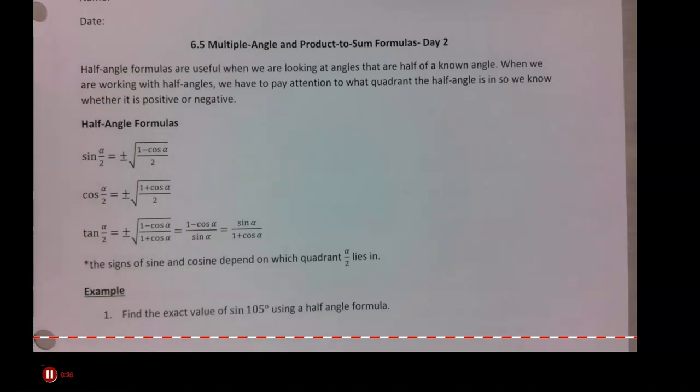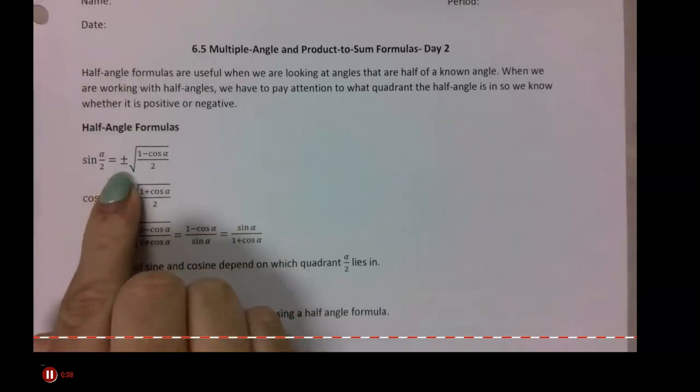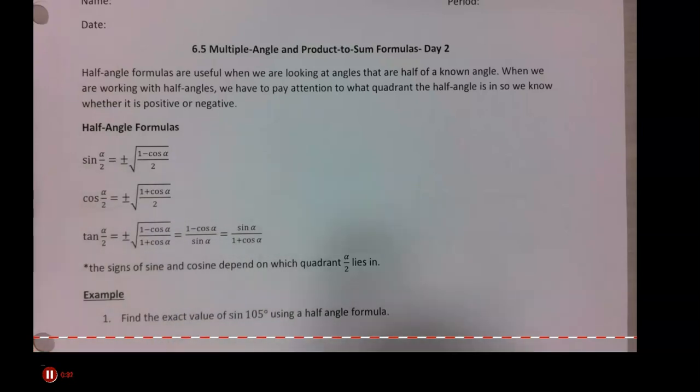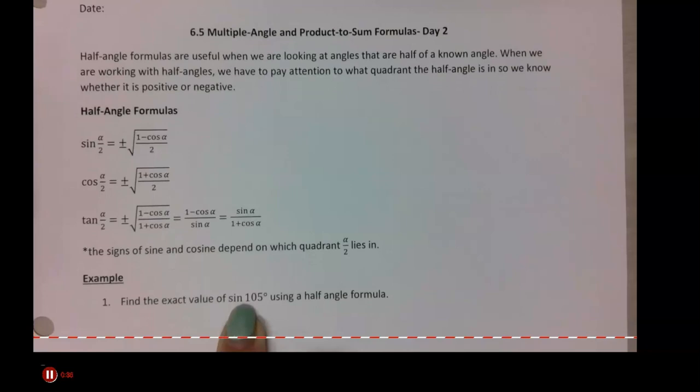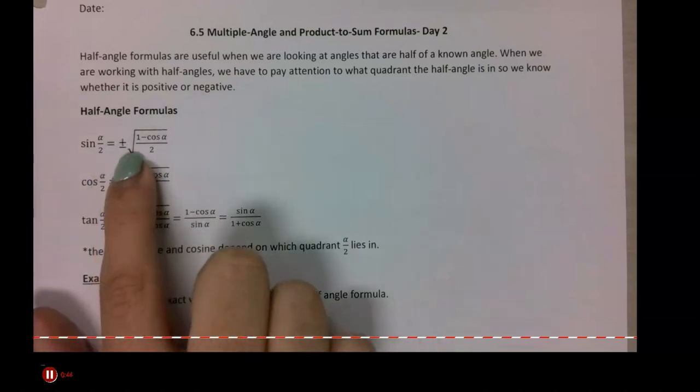For sine and cosine, the plus and minus depends on my half angle, so which quadrant it really lies in. So the star note right here. For example, in number 1, I'm going to be finding the value of sine of 105. Sine is positive in the second quadrant, and so then I would use a positive when plugging into the formula.